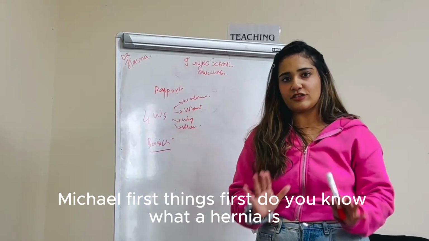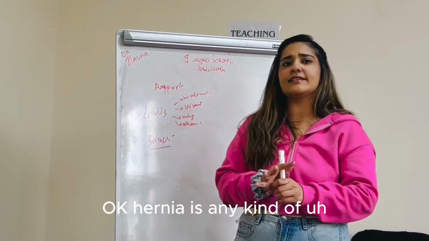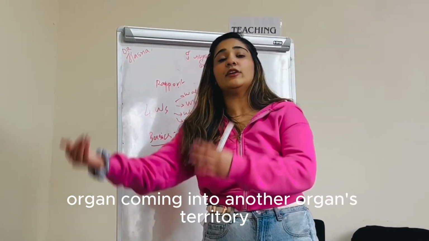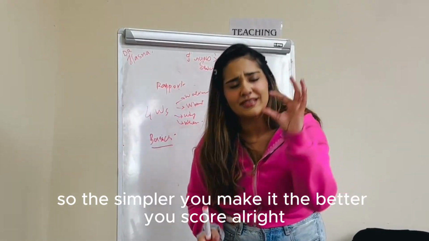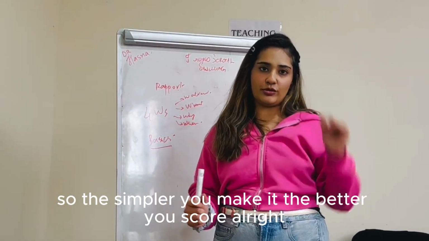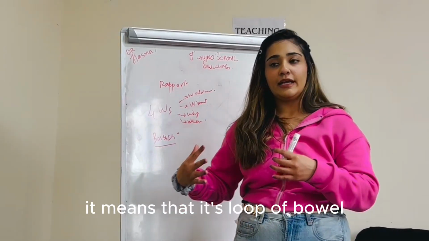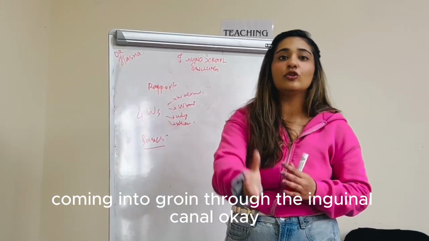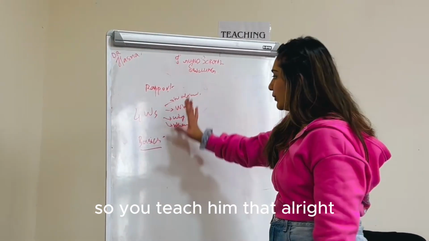Alright Michael, first things first, do you know what a hernia is? No, what is that? Okay, hernia is any kind of organ coming into another organ's territory where it is not allowed. Something like that. So the simpler you make it, the better you score. Alright, so if you're talking about inguinal hernia, it means a loop of bowel, which is an abdominal organ, coming into the groin through the inguinal canal. Okay, so you teach him that.